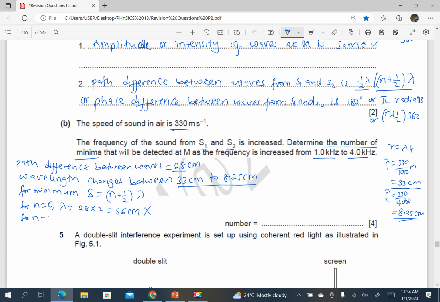For n equals to 1, what is lambda? I just substituted for n with 1. So it becomes 1 plus a half, which is 3 over 2 lambda. Remember, this is equal to path difference, which is 28. So I cross multiply, 28 times 2 divided by 3, and this gives me 18.7 centimeters. And 18 is in that range, so that one is formed.